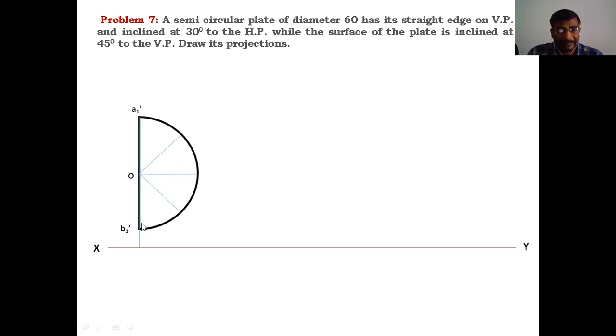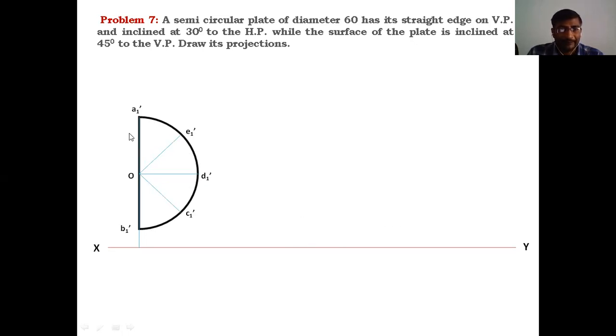After dividing the semicircle into 4 equal parts, locate the dividing points. Name these dividing points B1 dash, C1 dash, D1 dash, and E1 dash. The straight edge A1 dash, B1 dash is the front view in the first stage, and the remaining dividing points are C1 dash, D1 dash, E1 dash. These are the dividing points on the smooth circular semicircular plate.